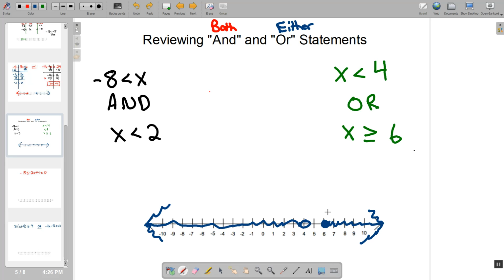So for an "or" statement, the only thing that doesn't make this true is anything in between them. So in a lot of ways, "and" statements and "or" statements should look opposite when they're graphed on a number line most of the time, not 100%.